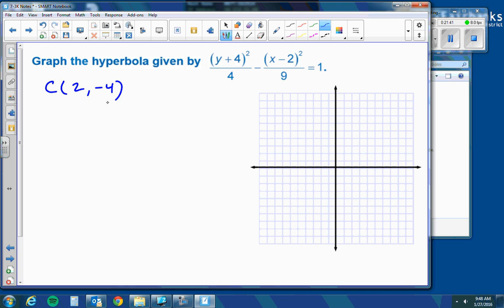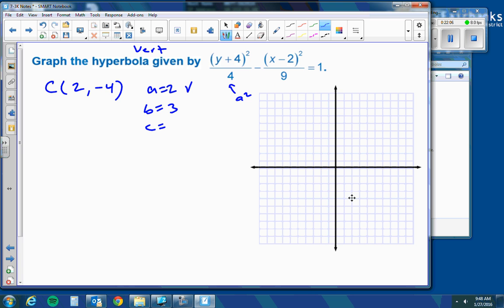Just be really cautious. But what kind of hyperbola is this? Horizontal or vertical? Vertical, because the y is in the positive equation, so you know you're dealing with a vertical hyperbola. So that means, and this is always a squared, a is 2, and it's vertical. And b is 3, and it'll be horizontal. Now, let's go and draw the hyperbola first.